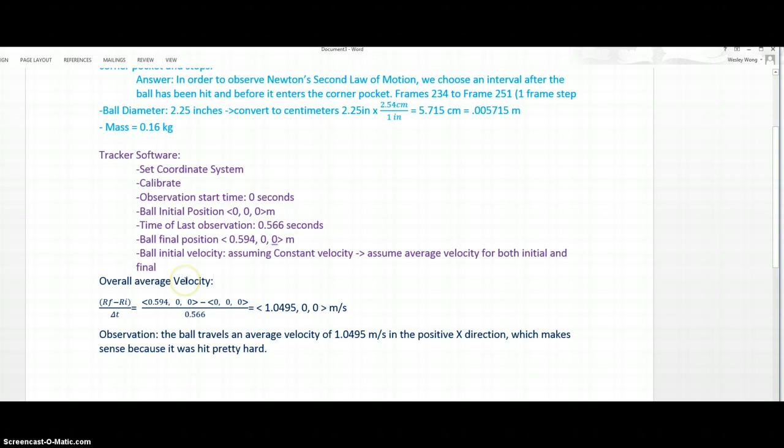From this, assuming constant velocity, we conclude that the initial velocity and the final velocity are the same as the average velocity. To find the average velocity, we use the formula of the final position minus the initial position divided by the change in time. From this, we get that the ball travels at an average velocity of 1.0495 meters per second in the positive x direction. From this information, I proceeded to make a model that predicts the motion that should have occurred assuming Newton's second law.